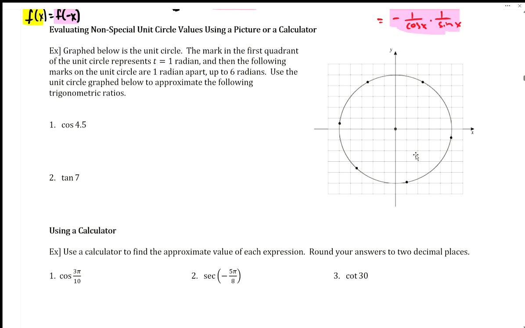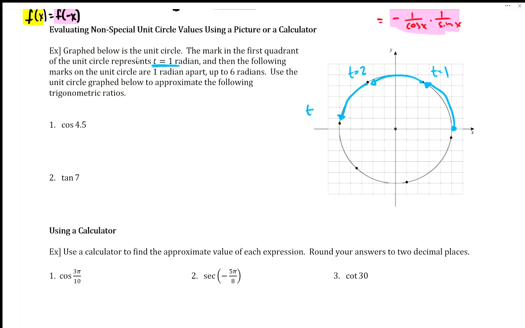In this problem, it gives us a graph of a unit circle where each of those dots on the unit circle, I'm going to mark them in blue, are 1 radian apart. So from here to here is t equals 1. And from that dot to this dot is also another length of 1. I'm going to say the endpoint would be t equals 2, because 1 and 1 adds up to 2. And then one more time.